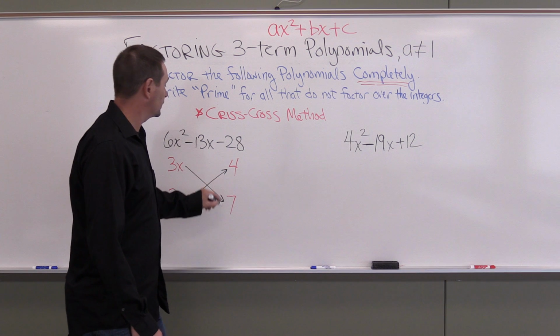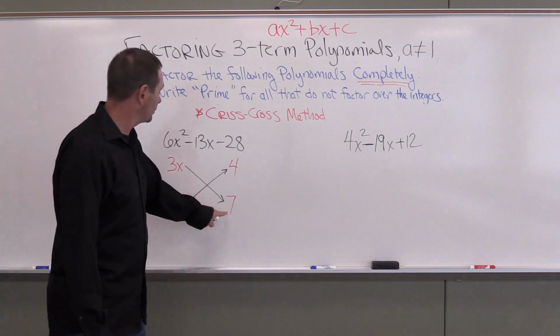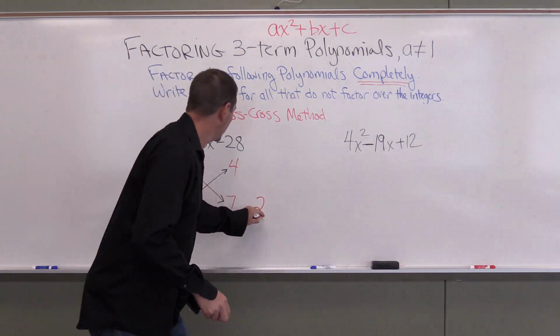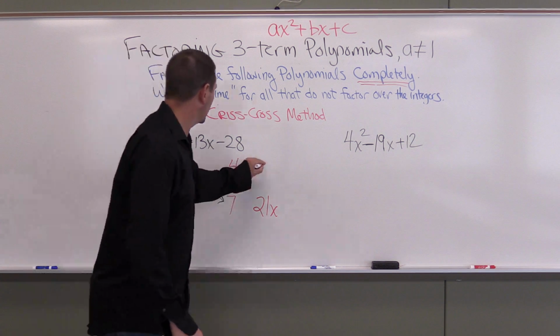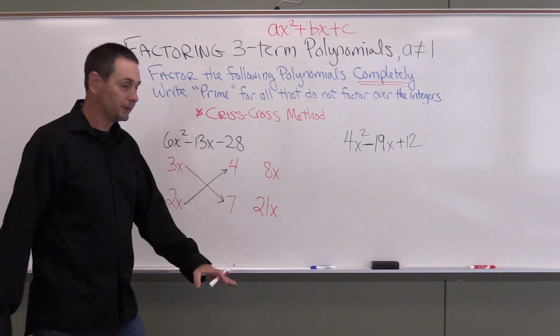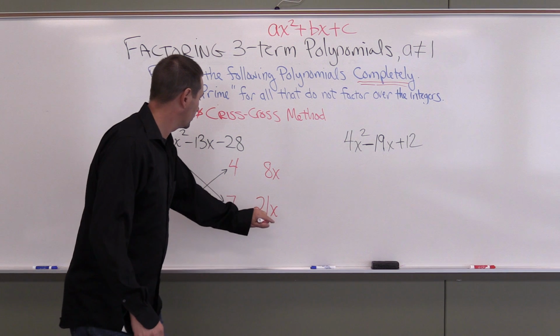And then when I say crisscross, what we're going to do is you multiply always to the right, multiply to the right. It's going to tell you what signs. So I take this one and I crisscross it and multiply to the 7. So 3x times 7 is 21x. 2x times 4 gives me 8x. And I just list them. The arrow's going to the right. So 2x times 4 is 8x. 3x times 7 is 21x.